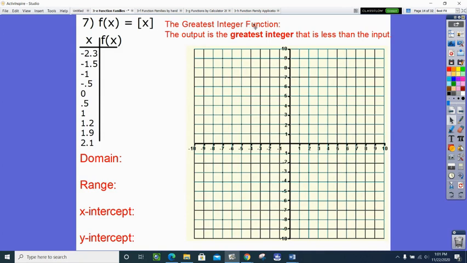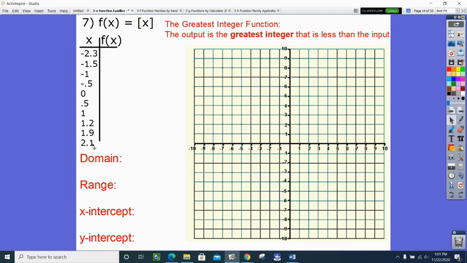We did talk about the greatest integer function, also called the step function. We did that back on a homework assignment that had a problem about the parking garage and the cost of the parking garage. Basically, for the greatest integer function, the output is the greatest integer that is less than or equal to the input. I'm going to start with the positives because it makes more sense here, but when you get to the negatives, people kind of get twisted around.